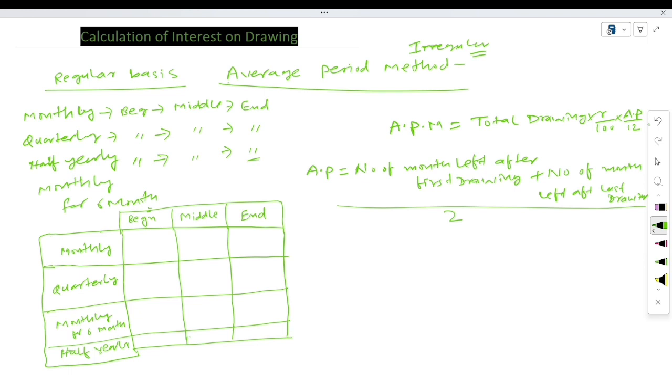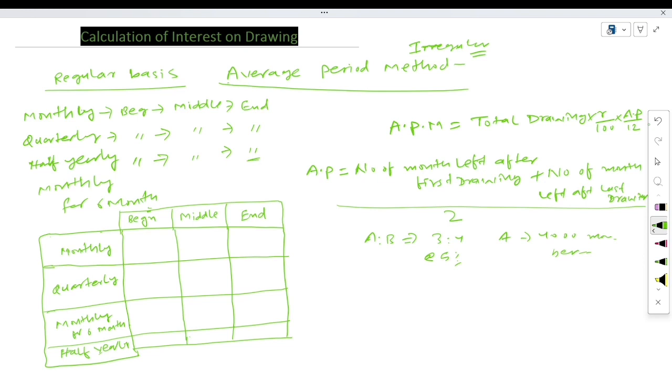Suppose A and B are partners of a business having 3:4 profit sharing ratio. A is withdrawing rupees 4,000 monthly, at the beginning of the month, as written in the question. Then you will have to calculate the interest on drawing at the rate of 5%.